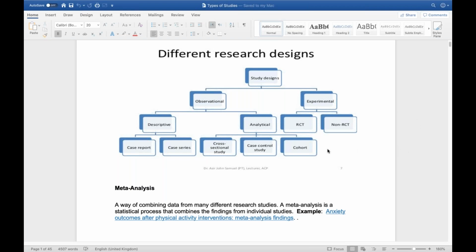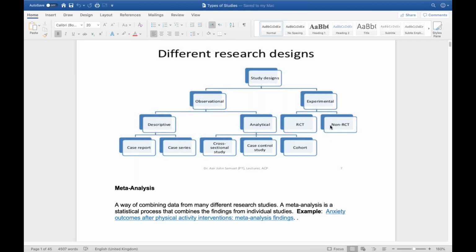Randomized control trials? Yes, it's a randomized control trial. So it's a control trial. By control trial, we mean there is a control group. There is an experimental group and there is a control group, and it's randomized. So from the start, they have to randomize people to the experimental group or to the control group. Okay, and there are non-RCTs.